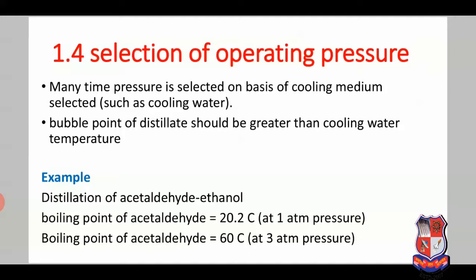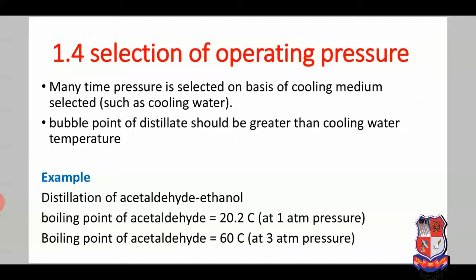We have mentioned an example too. Here we have mentioned the acetaldehyde and ethanol example, distillation of acetaldehyde and ethanol. Now we can see that at 1 atmospheric pressure the boiling point of acetaldehyde is 20 degrees Celsius. Now try to understand that acetaldehyde is our top product, or we can say it is distillate, and its temperature is 20 degrees Celsius approximately, and our cooling water temperature is 35 degrees Celsius. So it is not possible to condense acetaldehyde vapor at this condition.